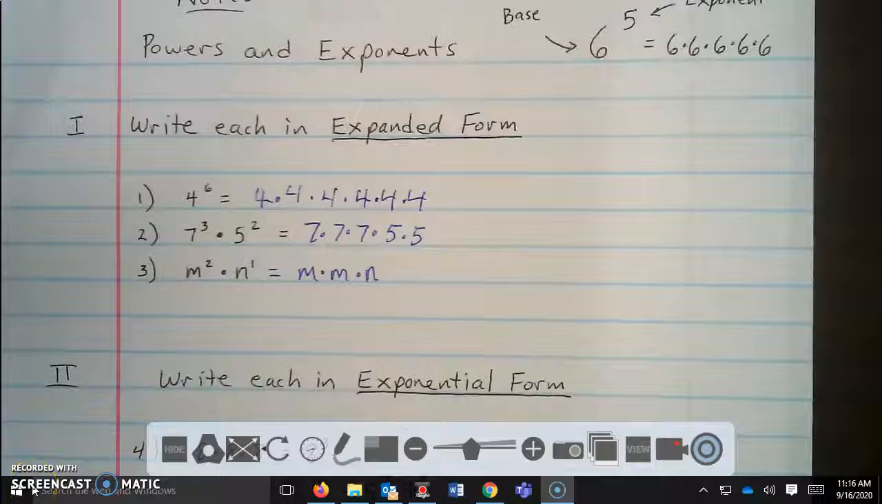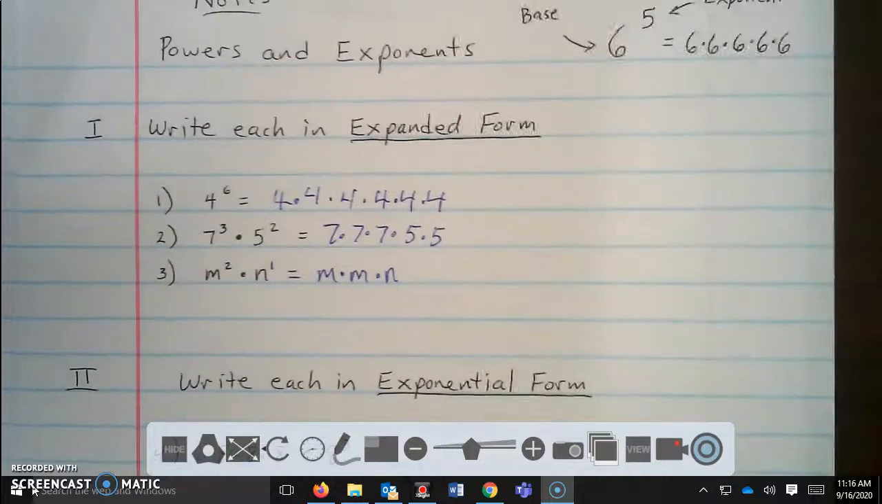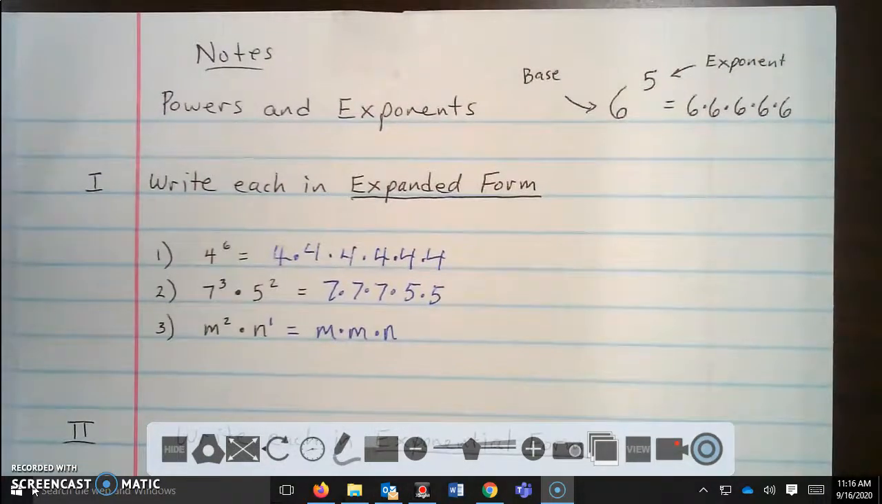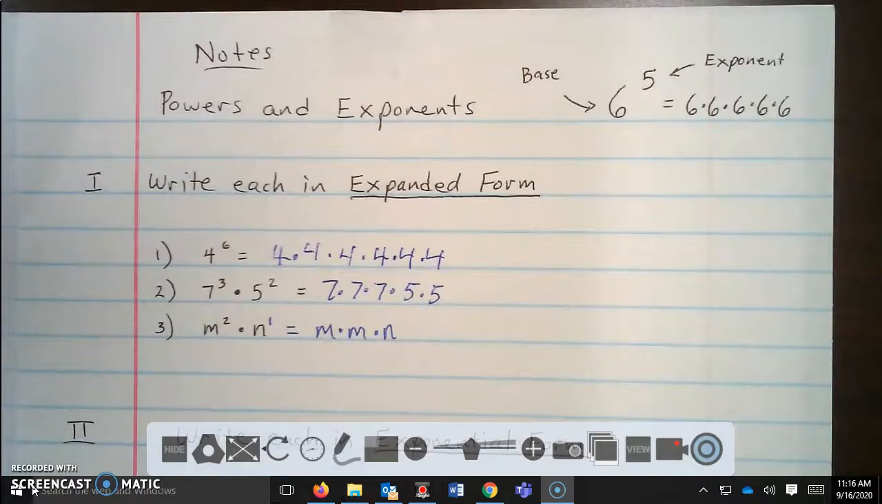All right, everyone. Just want to continue on with our exponents. This that you're looking at, this is my computer screen. These are the notes from the last assignment. So I just want to quickly review what we covered. And those of you who did not turn in that assignment, I need that, of course.